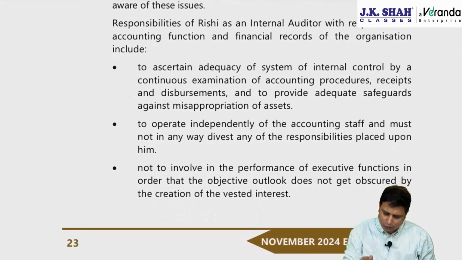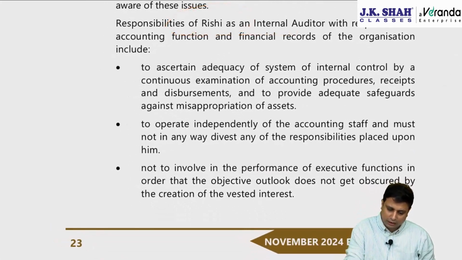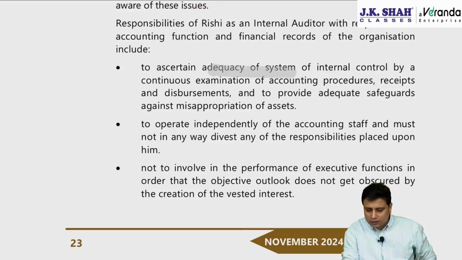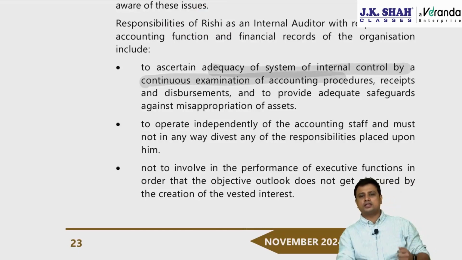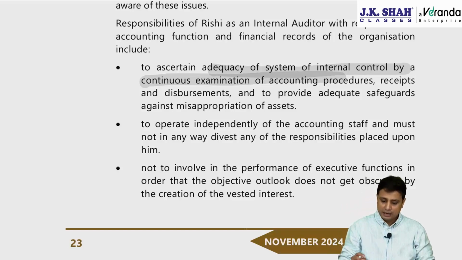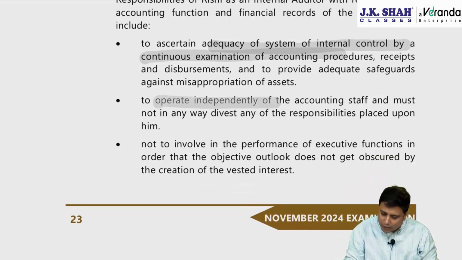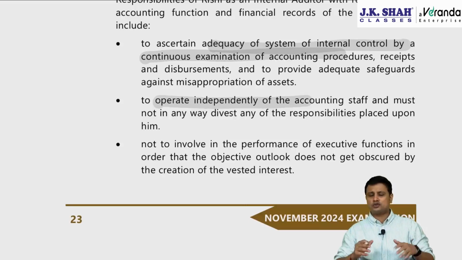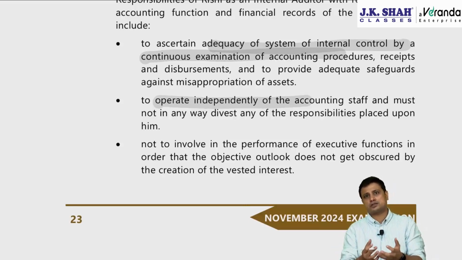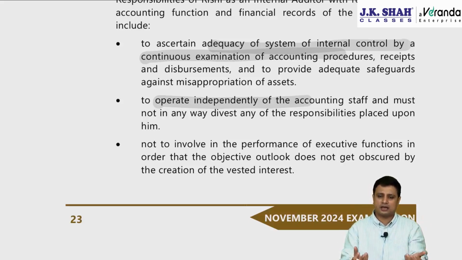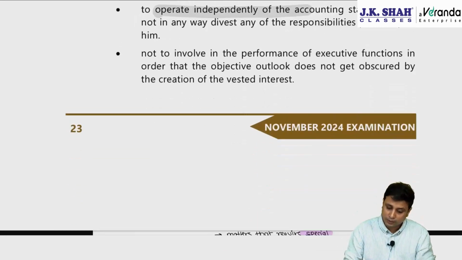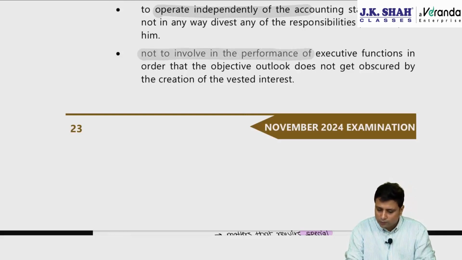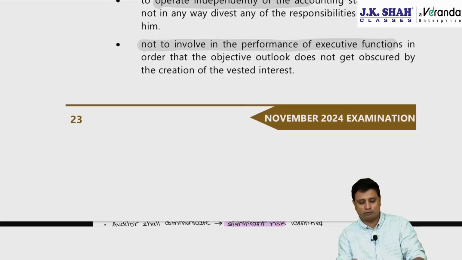As an internal auditor, the responsibilities of Rishi are to ascertain the adequacy of the internal control system by continuous examination of accounting procedures, receipts, and disbursements. Next, he has to operate independently of the entity and the accounts staff, and he should not involve himself in the process, because if he is involved, there will be a self-review threat. So here he should operate independently. He should not be involved in the performance of any executive functions.